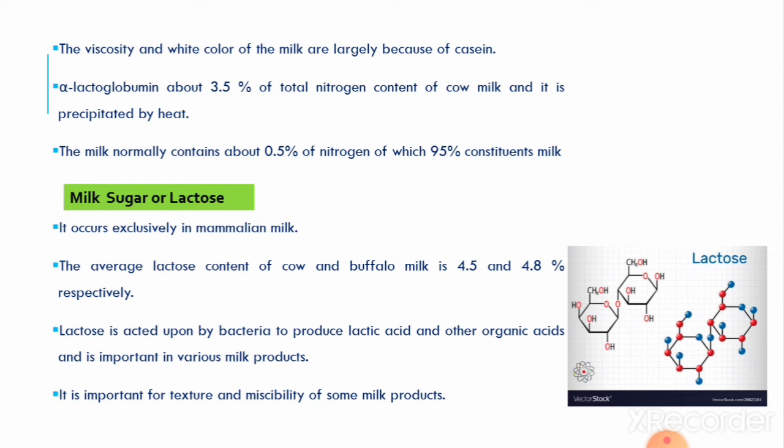The next constituent of milk is milk sugar, also called lactose. This is responsible for the sweetness of the milk. It occurs exclusively in mammalian milk. The average lactose content of cow and buffalo milk is 4.5 and 4.8% respectively. Lactose is acted upon by bacteria to produce lactic acid and other organic acids and is important in various milk products. It is important for texture and miscibility of some milk products.